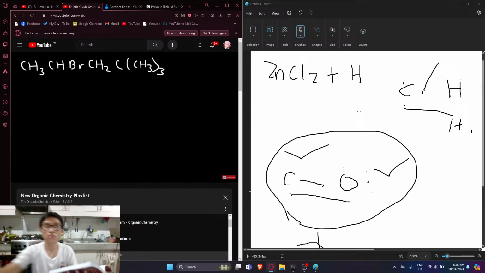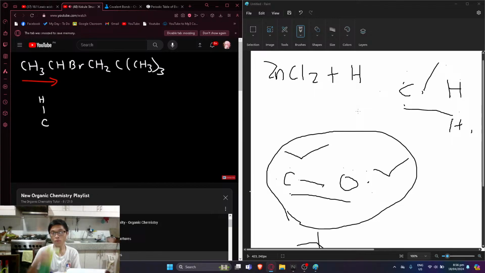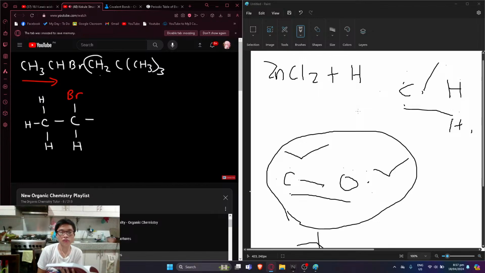So starting with the carbon on the left and working our way towards the right. That carbon has 3 hydrogen atoms attached to it. And then it's attached to a carbon atom, which has a hydrogen and a bromine atom attached to it as well. And next is another carbon with a hydrogen, CH2. So that's a carbon with 2 hydrogens, and that's attached to another carbon. And that carbon has 3 methyl groups.